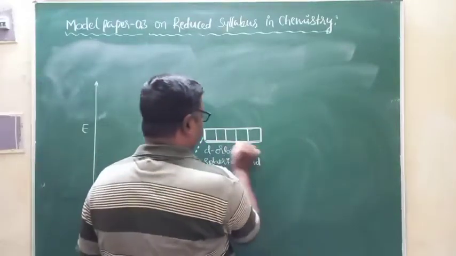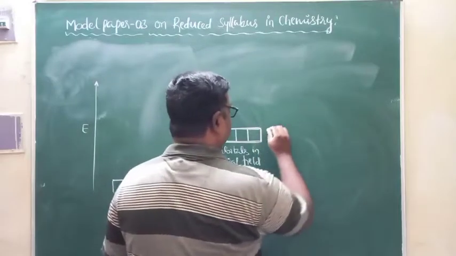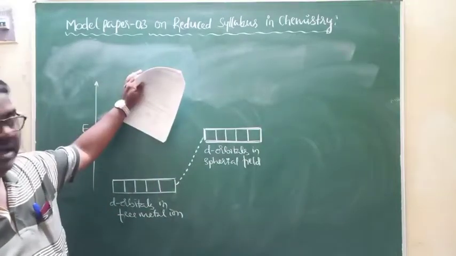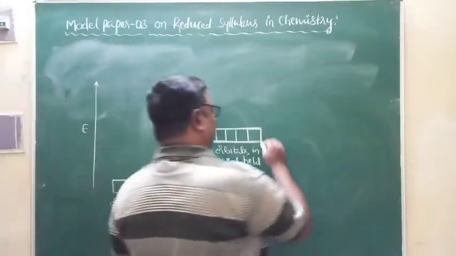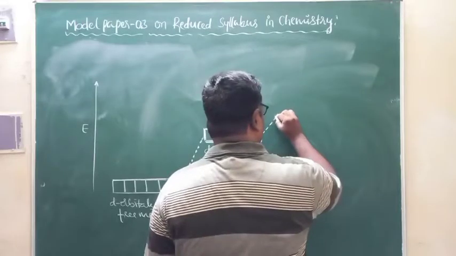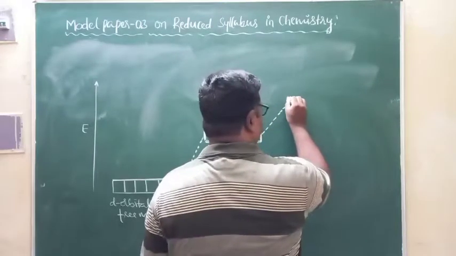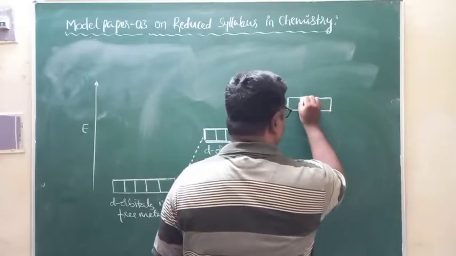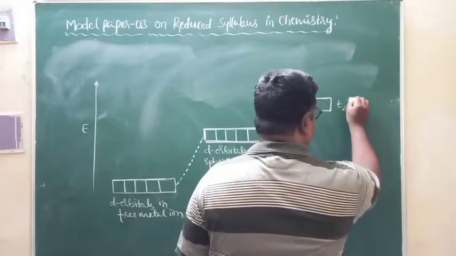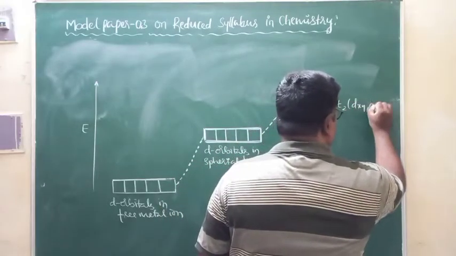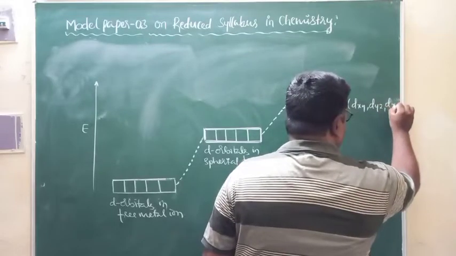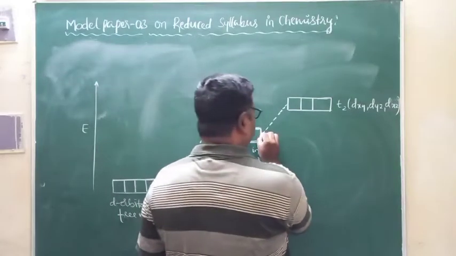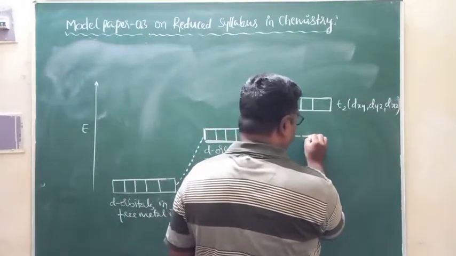These d orbitals will undergo splitting into 2 sets of d orbitals. In the presence of a tetrahedral field, the energy of the T2 orbitals will be increased. We have 3 d orbitals that we call the T2 orbitals: dxy, dyz and dxz. These are the three orbitals present in the T2 set. The energy of these three d orbitals will be increased.